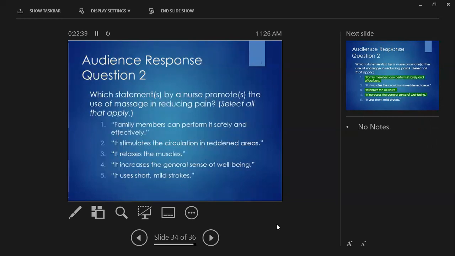Which statements by the nurse promotes the use of massage in reducing pain? Family members can perform it safely and effectively. It stimulates the circulation in reddened areas. It relaxes muscles. It increases the general sense of well-being, or it uses short, mild strokes. Select all that apply. You've got your cheat sheet up in the upper right corner if you're struggling.